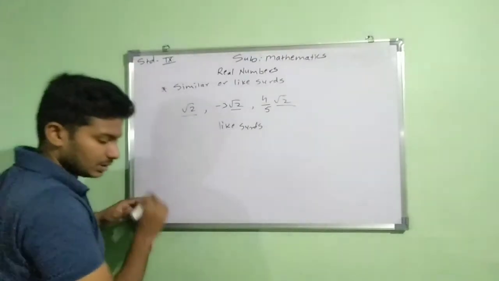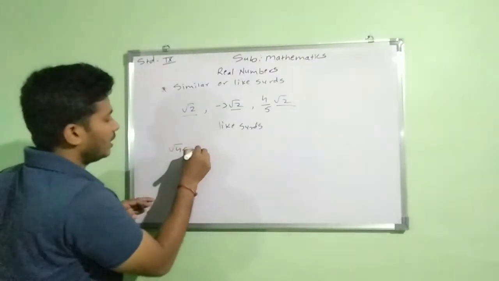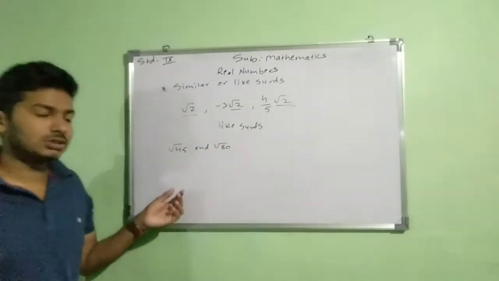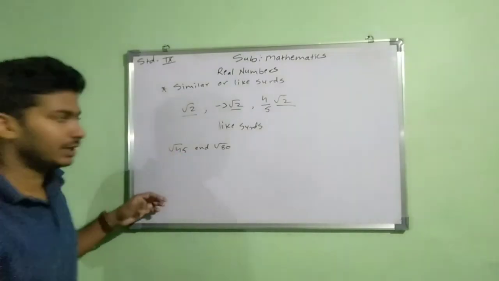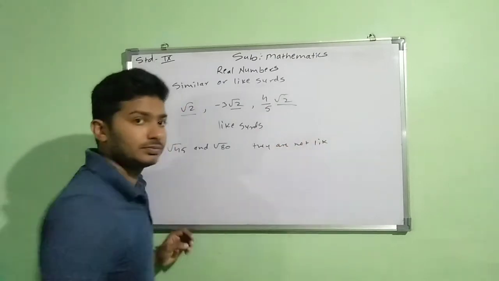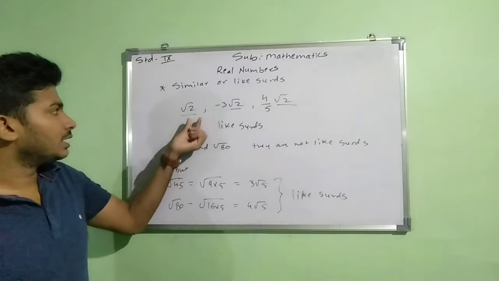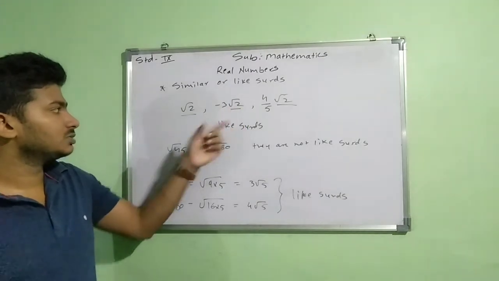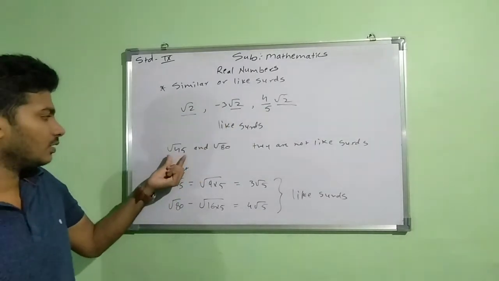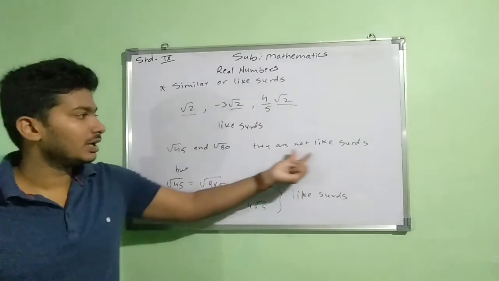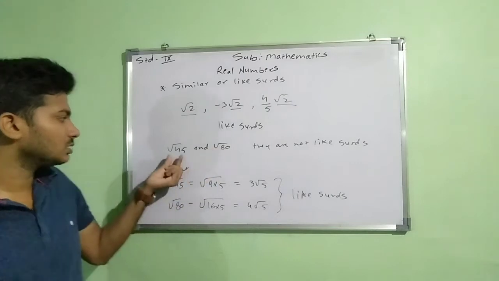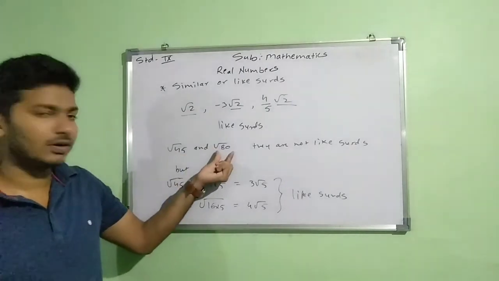So we can take one more example, square root of 45 and square root of 80. Now square root of 80 and square root of 45 we cannot say are like surds. They are not like. Like surds are those whose radicands are the same. But look here, under root 45 and under root 80 are not like surds because their radicands are not the same: here we have 45 and here we have 80.